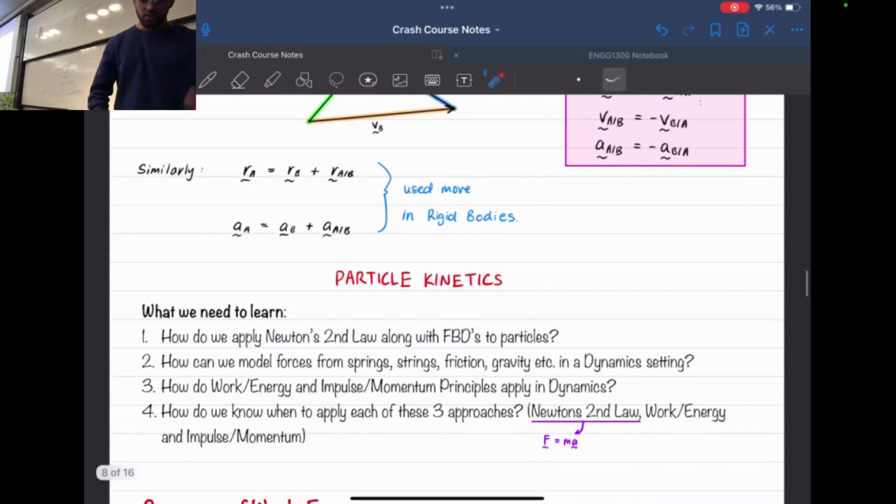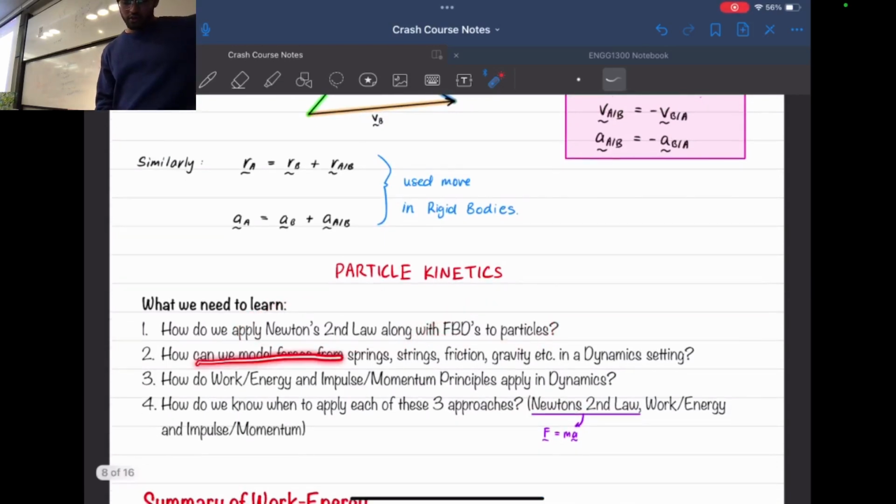Particle kinetics. What do we cover in particle kinetics? How to apply Newton's second law along with force body diagrams. How can we model forces from springs, strings, friction, and gravity in a dynamic setting? How can we work with impulse, energy, work, and momentum in a dynamic setting again? And how do we know when to apply each of these three?